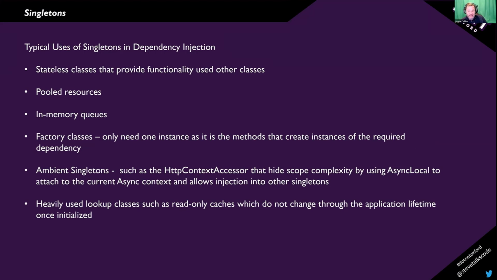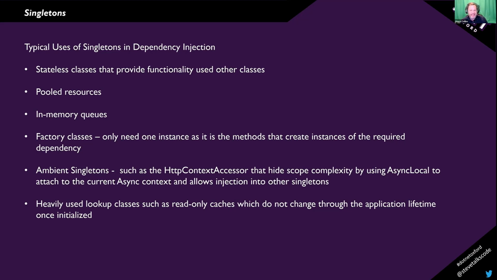Given singletons can be accessed anywhere within an application, things can get tricky if your application uses multiple threads. Therefore, singletons should ideally be stateless, so you avoid any threading complications. But sometimes you may well have some sort of state that you do need to share. These might be things like pooled resources, in-memory queues, or some other type where you're in control of a limited resource that multiple things are dependent upon. Factory classes I'll come on to a bit later, but typically these are created once, and their methods are then called to go and create shorter-lived instances of dependencies as and when you require them.